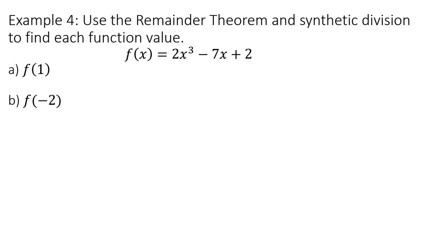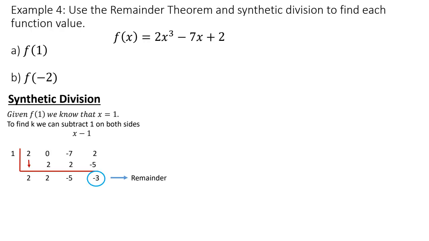So let's start with f of 1. First let me do the synthetic division, just so you can see how this works, okay? If I do synthetic division here, I'm saying that 1 is k. And then again, I'm going to get my polynomial. It's in the right order. Oh no, sorry, I'm missing a term. I'm missing the x squared. So I'm going to put a 0x squared minus 7x plus 2. Okay, so let's go ahead and do this. So we have our k is 1, then 2, 0, minus 7, 2.